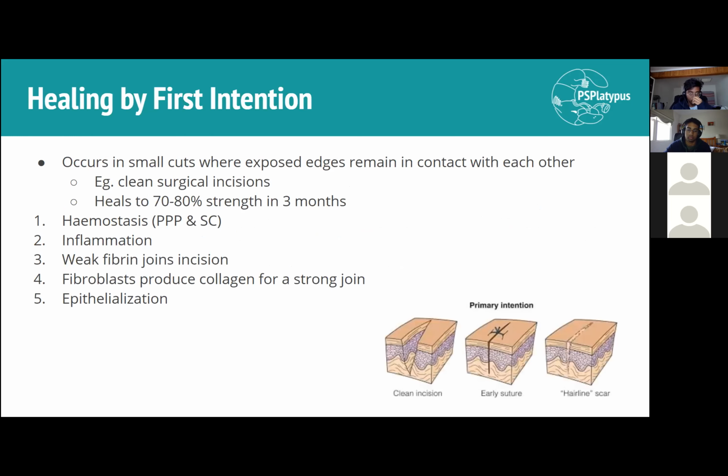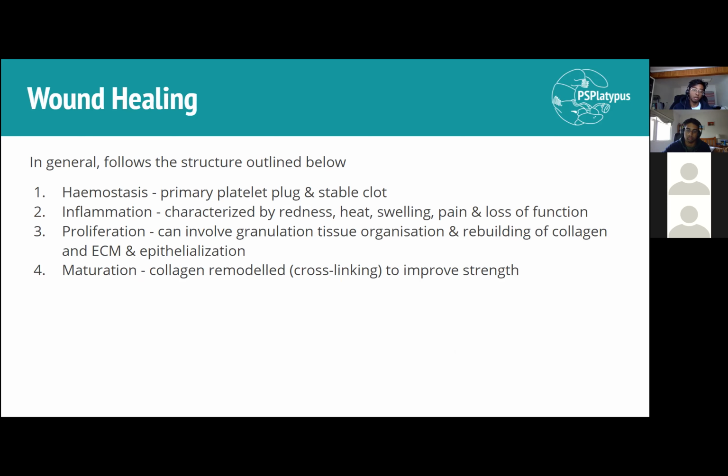All right. So now we're going to go through different types of wounds and the different ways in which we heal. But what we understand is that in general, it follows the same structure outlined right here. So that's something I want you guys to keep in mind. Even if the ways that healing occurs look completely different, I want you guys to try and relate it to these 4 steps, and it will make a lot of sense.